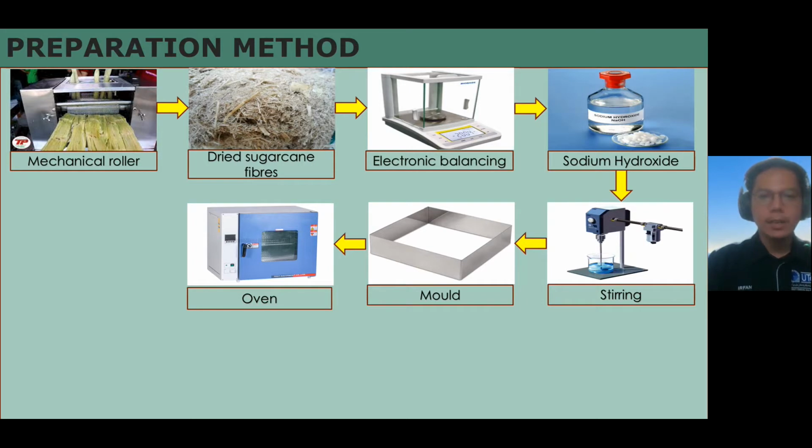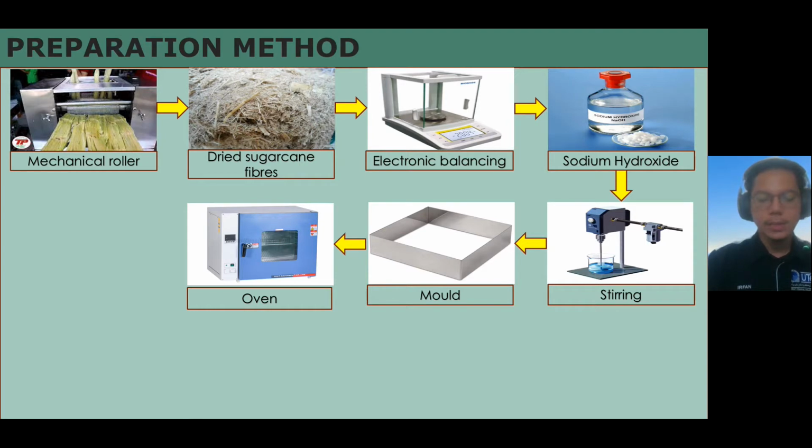And in the next picture we have the electronic balance. We use the electronic balance to measure the mass of the sugarcane fiber before we treat it with sodium hydroxide. As we can see, after that we prepare the sodium hydroxide. And next we use the stirring machine. We use the stirring machine to mix the sugarcane fiber with the polyester resin.